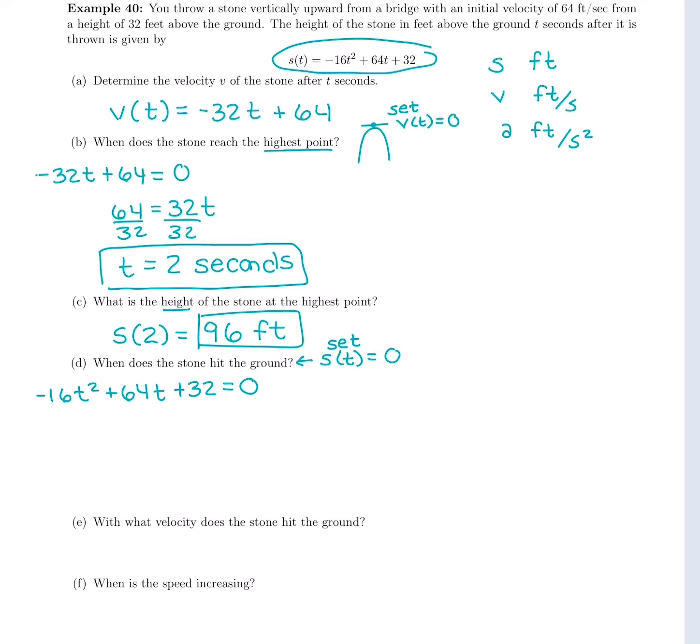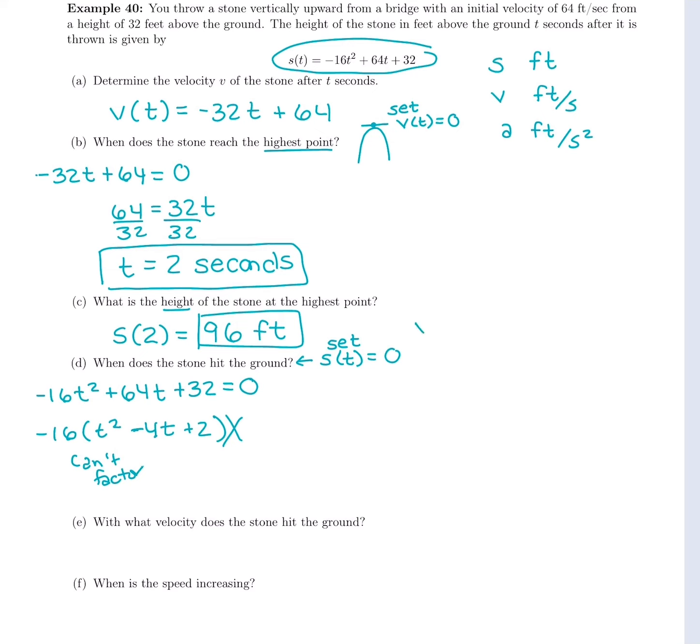But if we try to factor this one, if I pull out a negative 16 times t squared minus 4t minus 2, there's nothing that multiplies to be 2 besides 2 and 1. And so this would be negative 2 and negative 1, and those add up to be negative 3. So we can't factor this. We're going to go ahead and use the quadratic formula then.